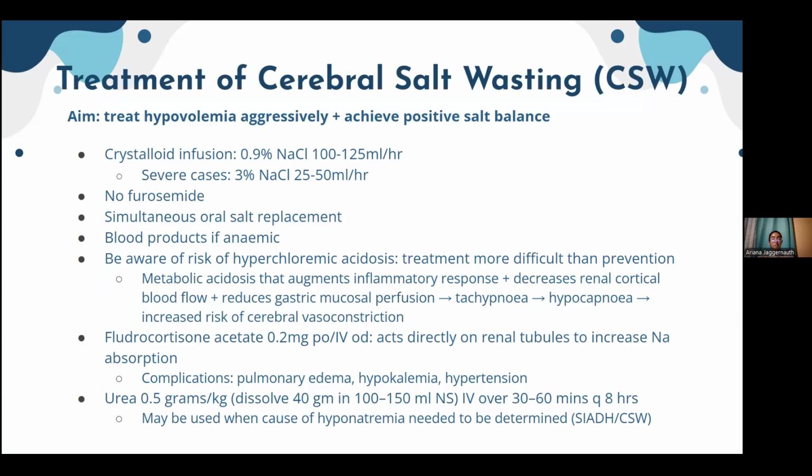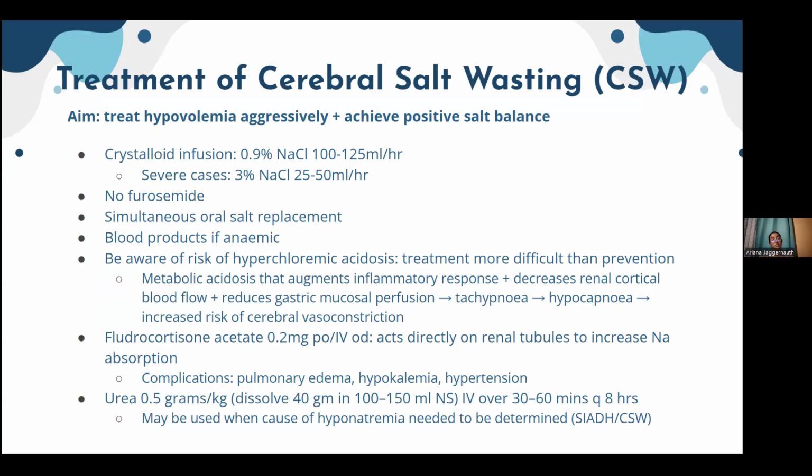So how do we treat patients who have cerebral salt wasting? The aim here is to treat hypovolemia aggressively and to achieve a positive salt balance. So we typically use crystalloid infusions, so 0.9% sodium chloride at a rate of 100 to 125 mils per hour. And in severe cases, hypertonic saline is used at a rate of 25 to 50 mils per hour. We do not use furosemide in these cases, while we do use it in SIADH. There's simultaneous oral salt replacement in these cases.